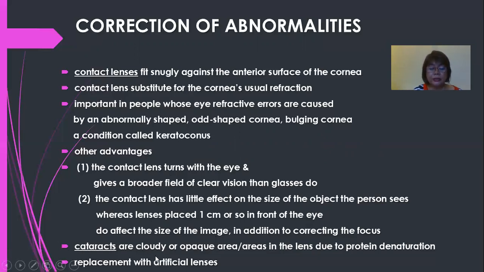Cataracts. These are cloudy or opaque areas in the lens due to protein denaturation. Okay. As one grows older, you expose your eyes to the sun. The sun has UV light, which denatures the proteins in the lenses until eventually it becomes opaque.